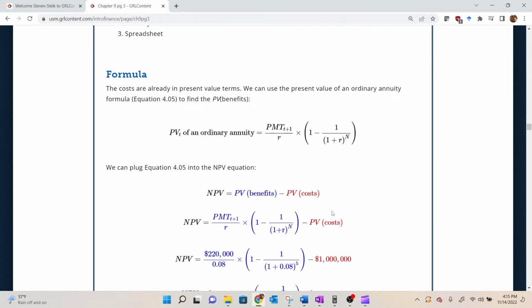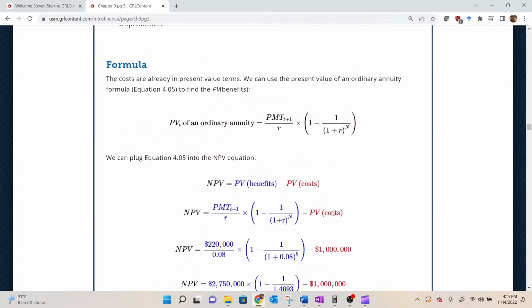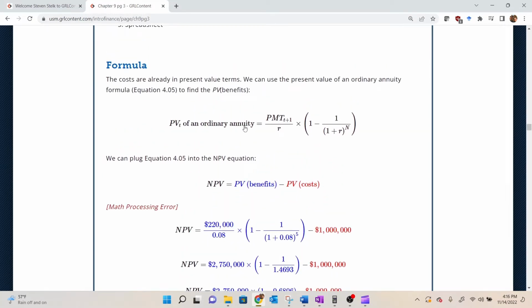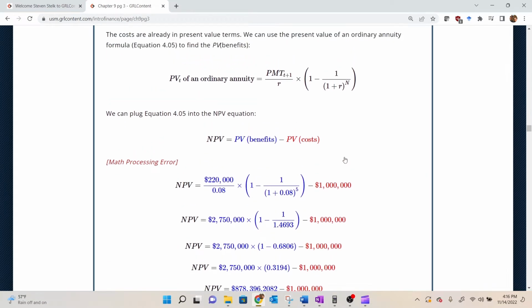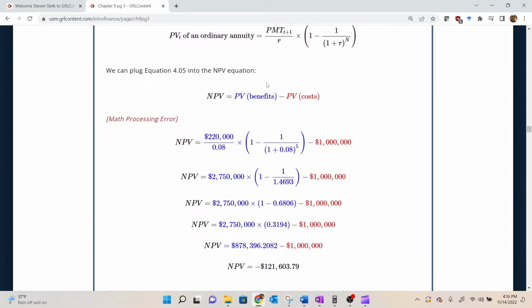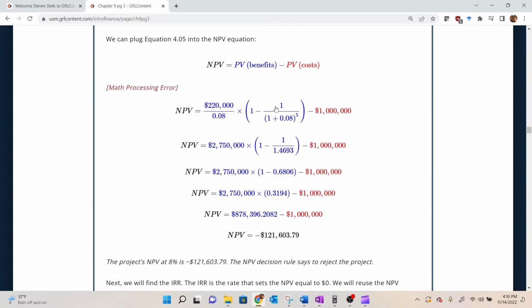All right, so if we wanted to go for the formula solutions, we would, of course, identify this thing as an ordinary annuity, and this is the formula for the present value of an ordinary annuity from the previous chapters. Introduced in Chapter 4, used again over and over in Chapter 5, and we would use that for the present value of the benefits, and then subtract the present value of the costs, which of course are just the $1 million. So if we wanted to go through that by hand, it would look like this. We'd filter through all those formulas.